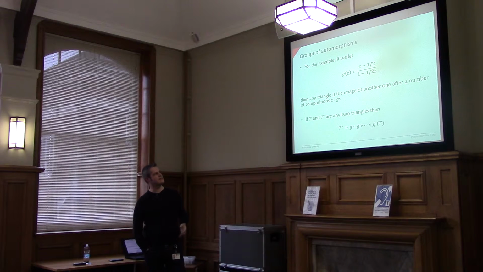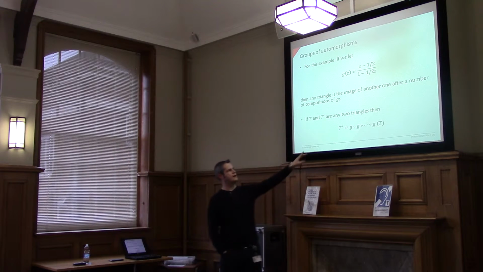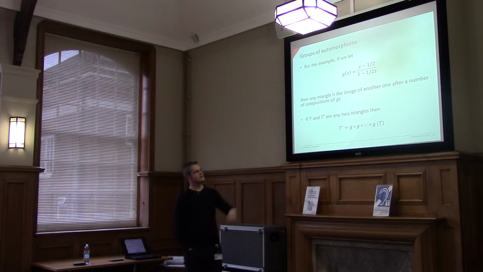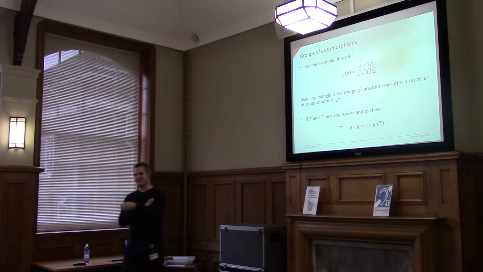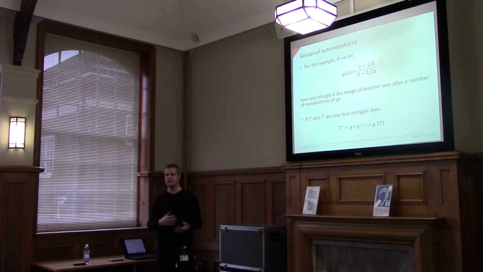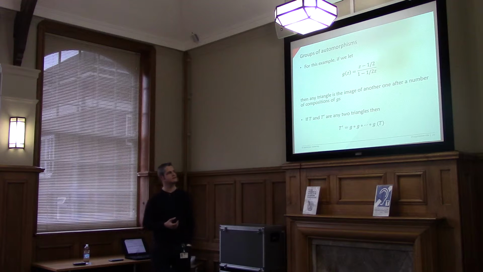So if T and T dashed are any two triangles, then T dashed is the image under a number of compositions of g. You might need to interchange the T and T dash there, depending which way it goes around. But the idea is that you've got a single generating automorphism, and different iterations of that function map different triangles to different triangles.